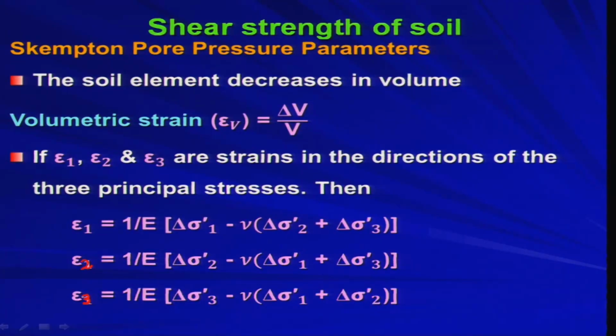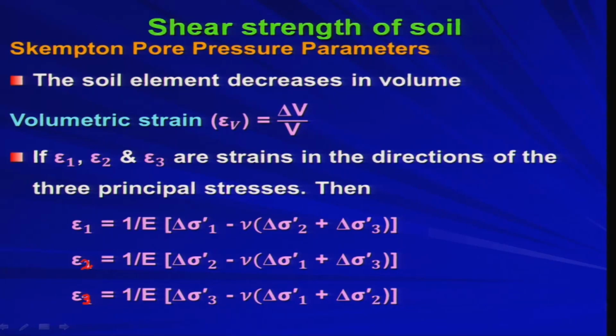Under the application of this effective stress increment, you will get some volume reduction, that is the volumetric strain. The soil element decreases in volume, and that volumetric strain is given by delta V by V, where delta V is the volume change and capital V is the original volume. That is epsilon V. Now, epsilon 1, epsilon 2 and epsilon 3 are the strains in the directions of the three principal stresses: epsilon 1 along the major principal stress direction, epsilon 2 along the intermediate, and epsilon 3 along the minor principal stress direction.